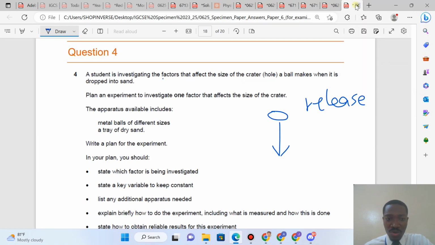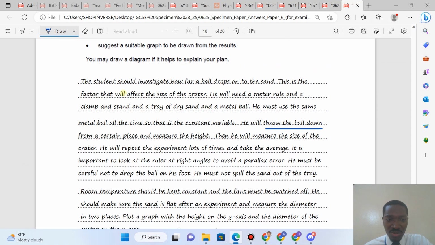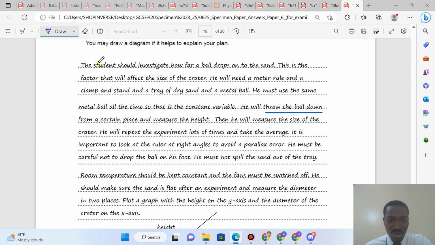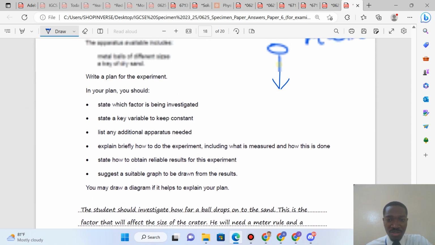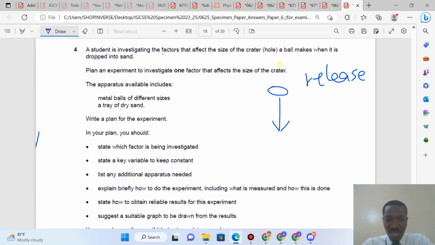So now let's look at what this student answered. This is the question, and this is the answer the student gave. Now, this is what the student says, that the student should investigate how far a ball drops into the sand. I believe that after reading this question, you understand what we are doing here. When you release a ball from a certain height, and then the ball falls down, let's assume this is ground level. Once this ball lands on the ground, this will create a crater, that is, create a hole.